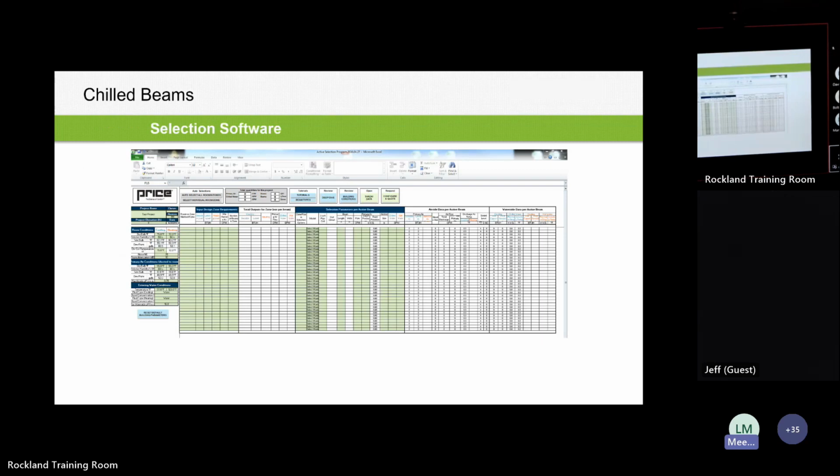And then selection software. So we're going to show this again in the afternoon session after Mark goes through a couple of good topics on DOAS fan terminals and combining them with chilled beams. Just during lunch or in the meantime, if you want to follow along with the software selection session, go ahead and download that from the Price website under the resources and software, so that way you can follow along. We can answer questions as we go through it. Just a quick note on that.